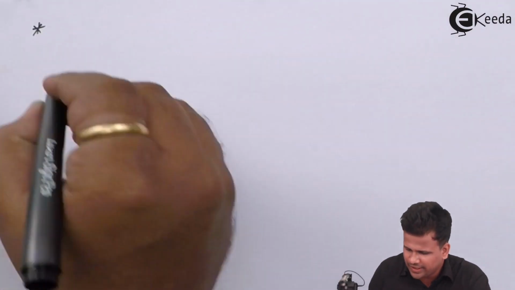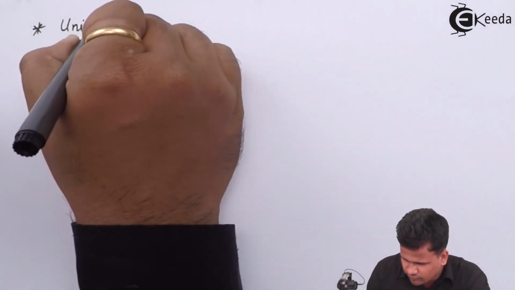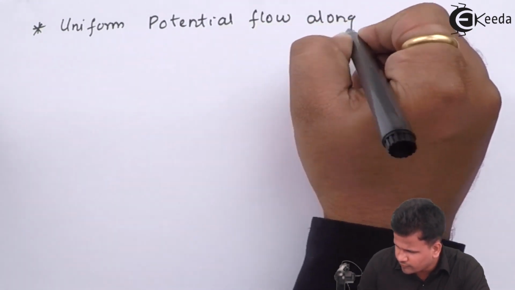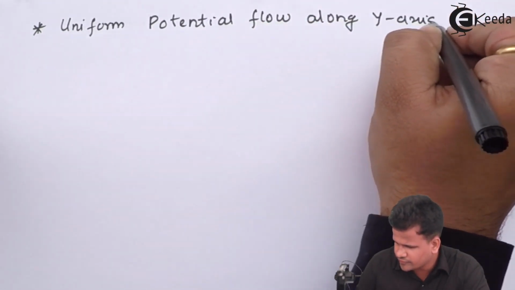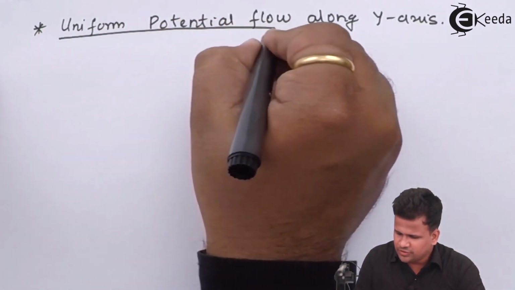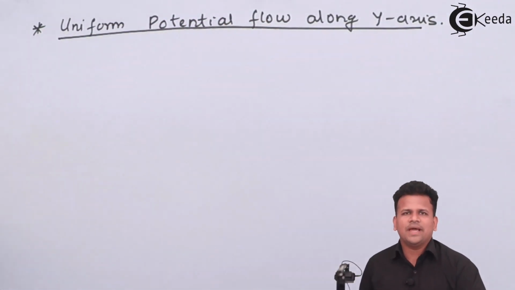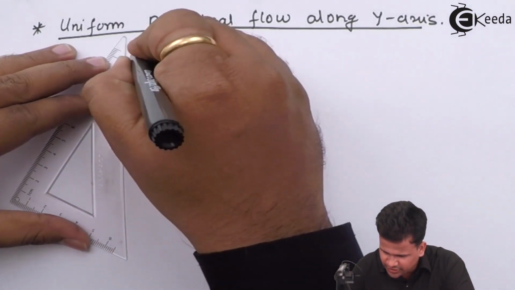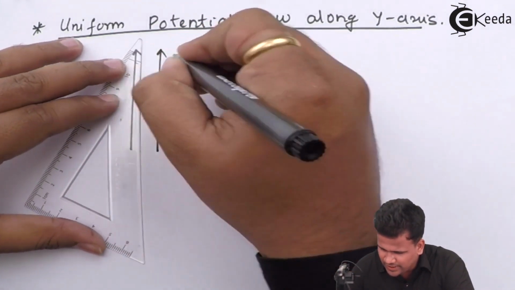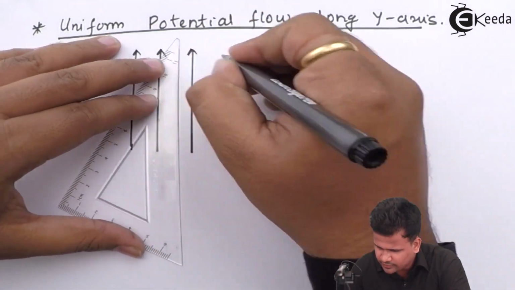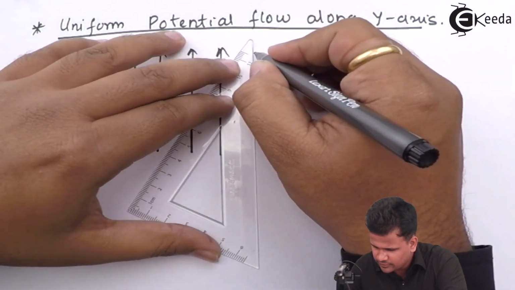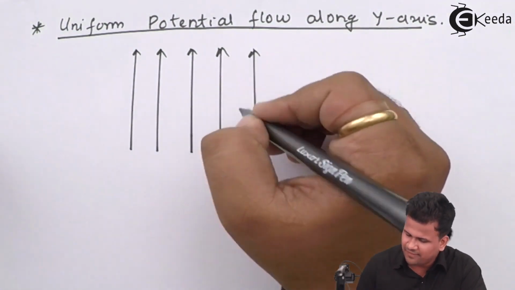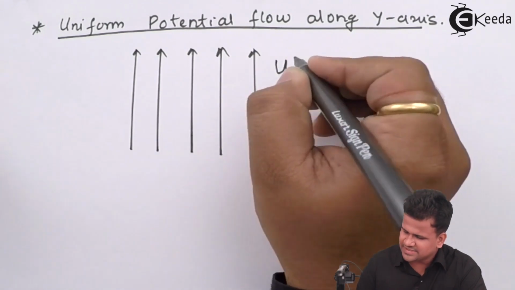Potential flow along y direction. So we'll consider a uniform potential flow along y direction, which is parallel to y axis. So this is uniform potential flow, which is parallel to y axis. So let us consider this flow, which is traveling in positive y direction as capital U.